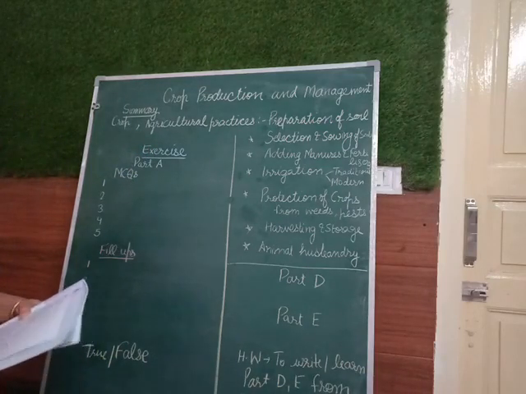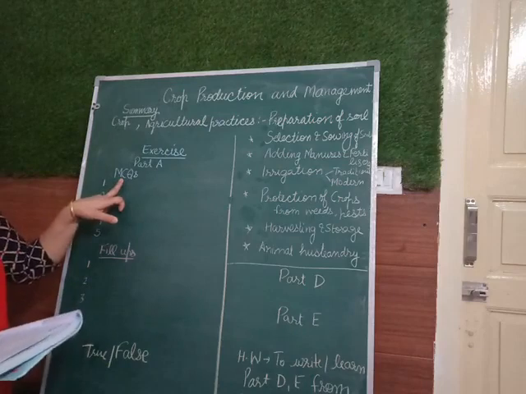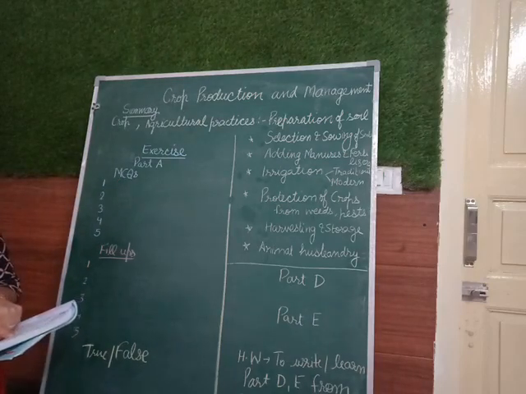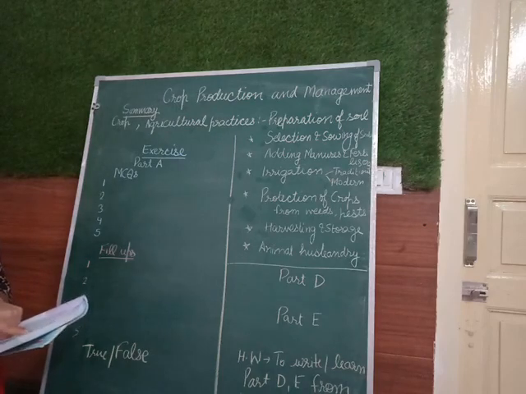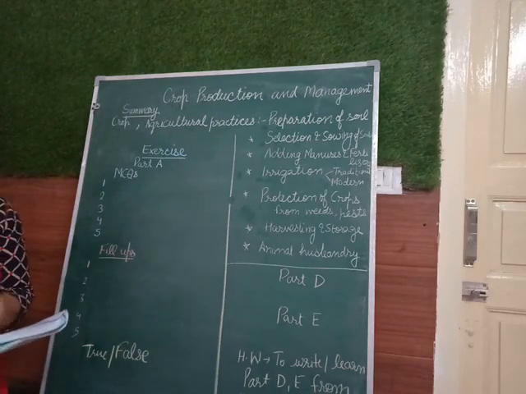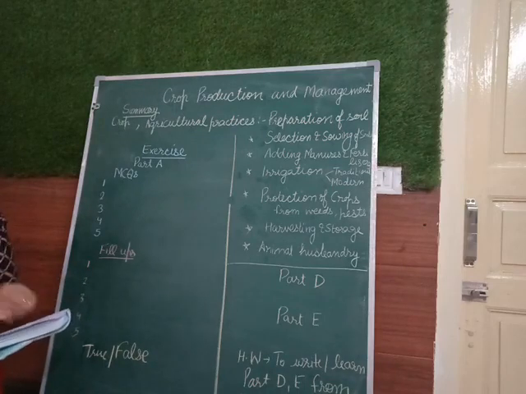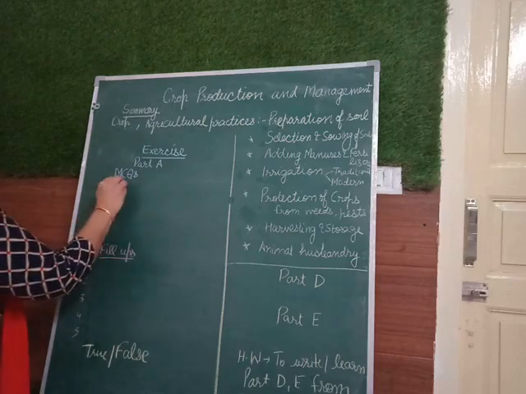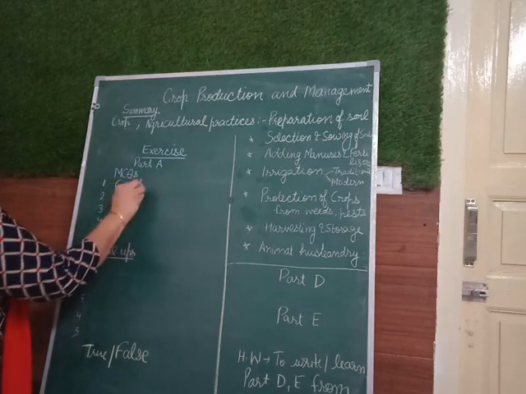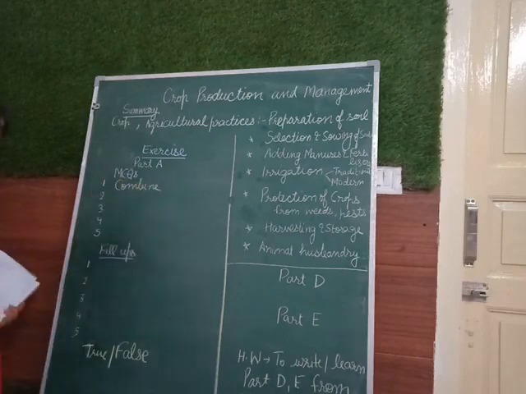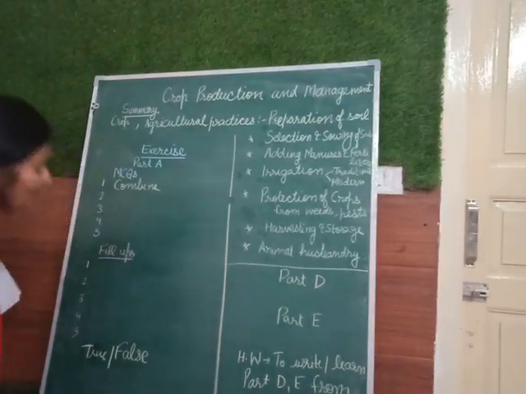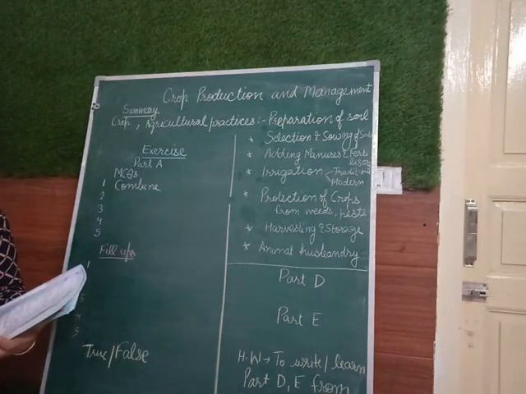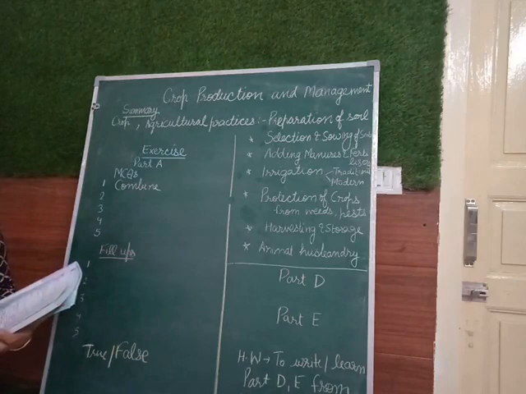Exercise, Part A, multiple choice questions. The first question is: which of the following machines is used for harvesting and threshing? Students, you have to name one machine that is used for both harvesting and threshing. The name of the machine is combine. Combine is a machine that is used to cut the crop as well as for threshing. Threshing means to separate the outer covering of the grains.